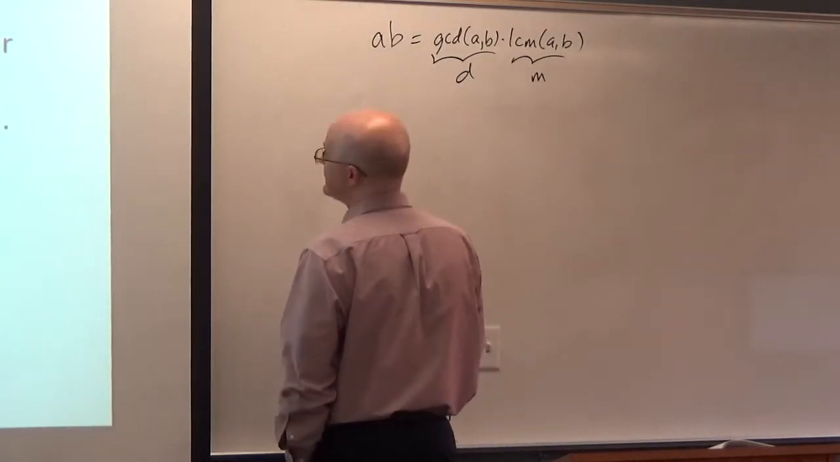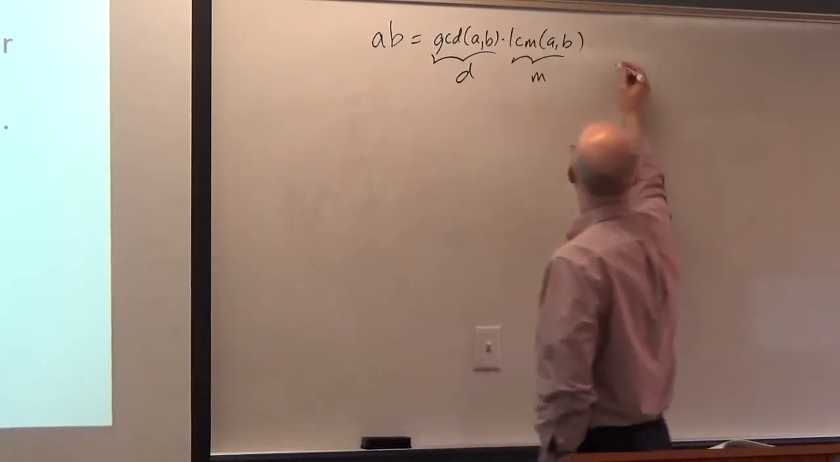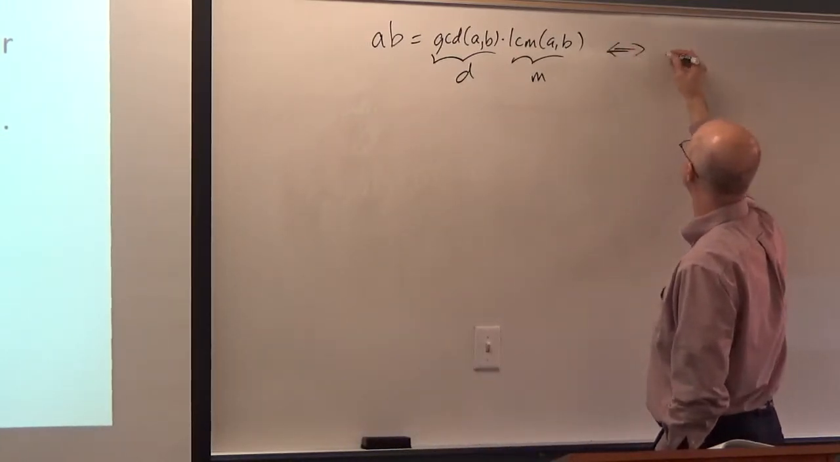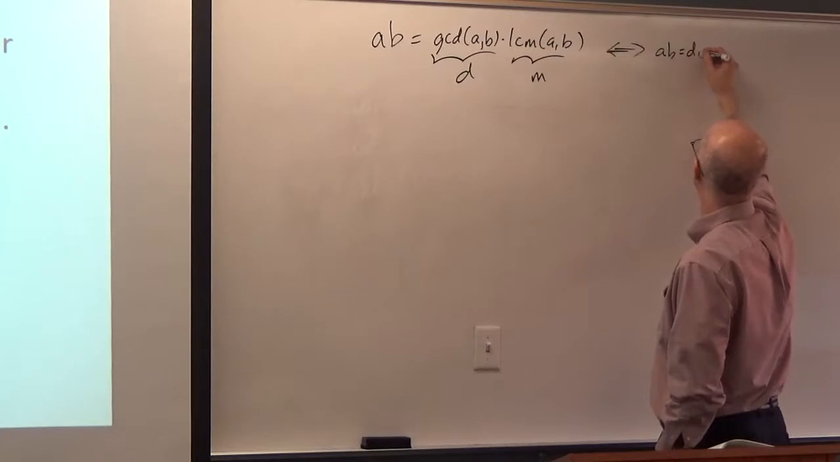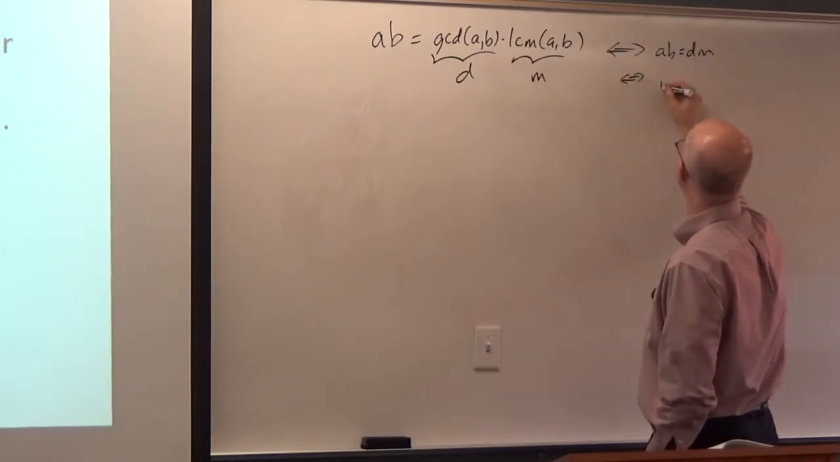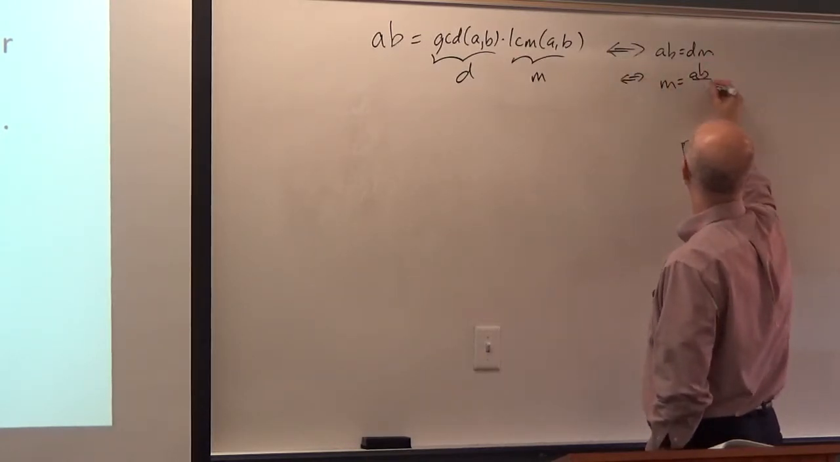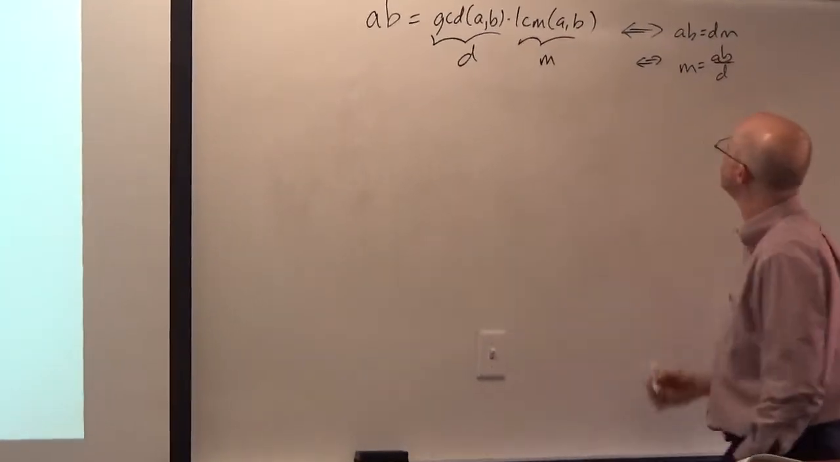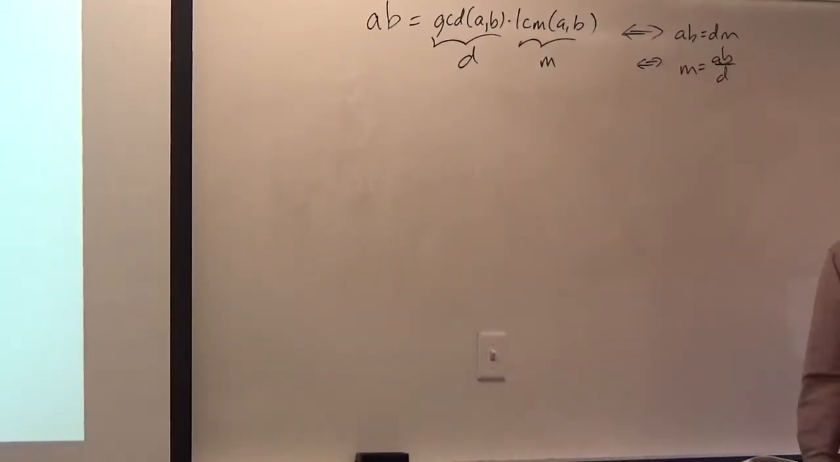First step in trying to see why this is true is to maybe realize it's equivalent to AB equals DM, so that M equals AB divided by D. If I could prove that's true, then I'd be done.